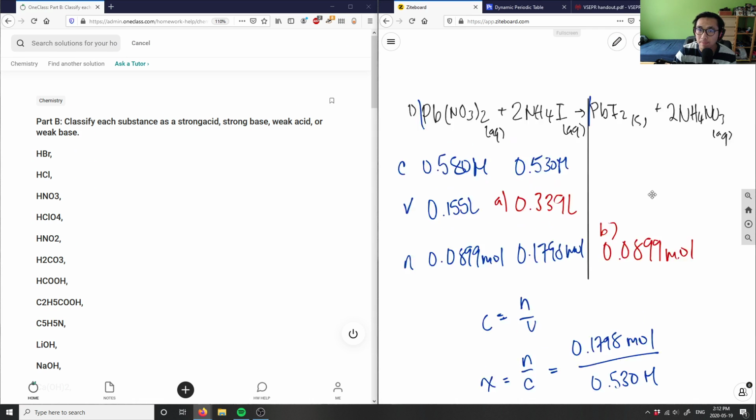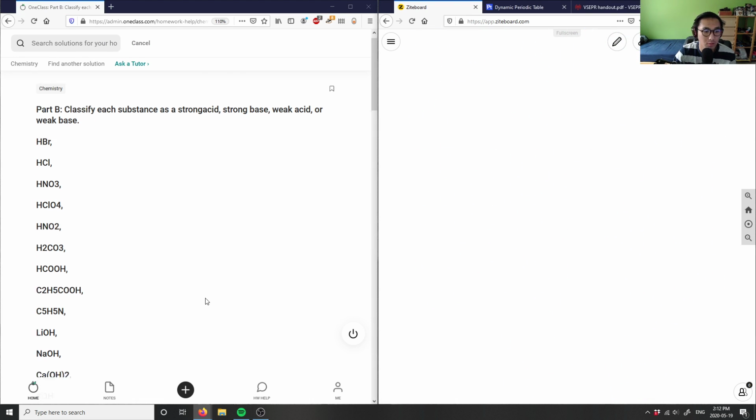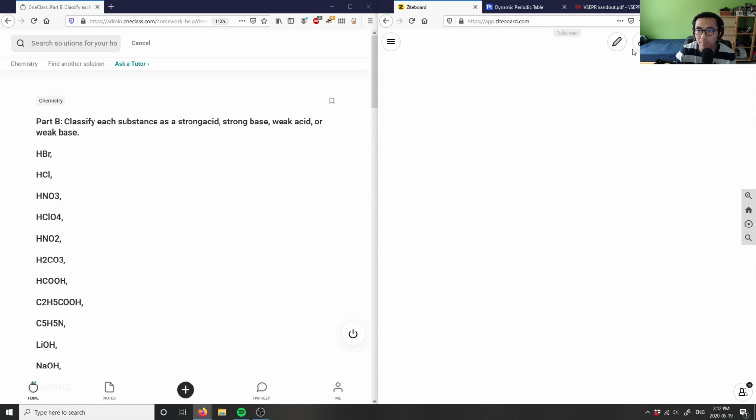Okay, number 2. I have a lot of these guys here. Let's see. I might just break this down into kind of problems here, but I have 2. So this is: classify each substance as strong acid, strong base, weak acid, or weak base.